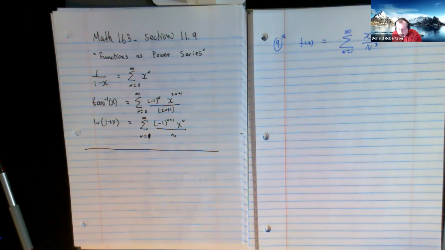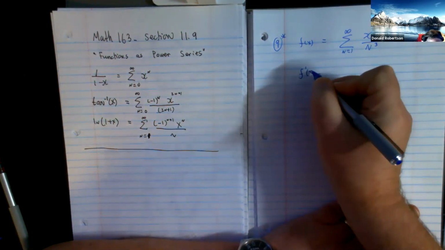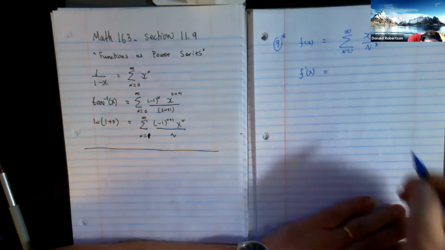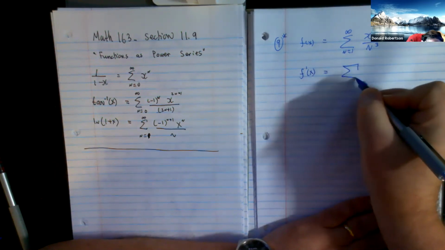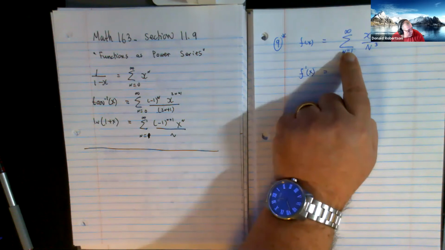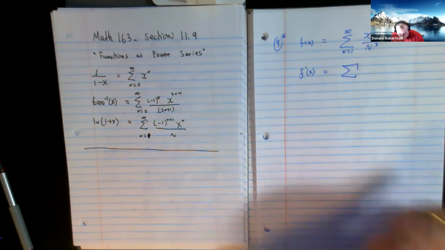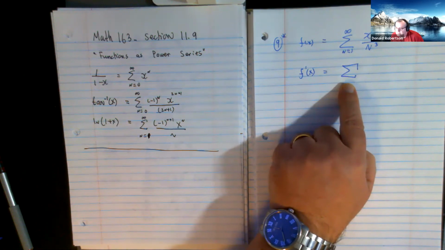Okay, in this case, you don't have to worry about finding the power series because it's given to you. What you're being asked to do here is find the power series for its first derivative. Now, this guy starts at 1. If you differentiate, what will the new one start at? 2. 2.